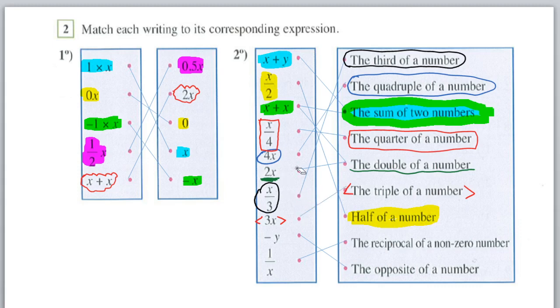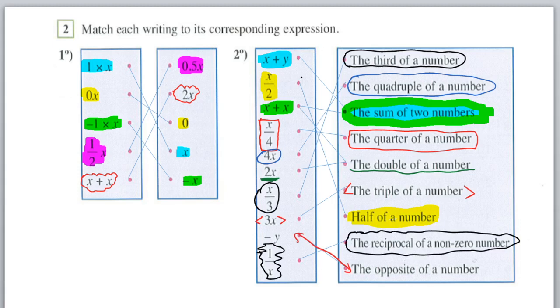There's a remark, I'll say it at the end here. Again, negative y is for the opposite of a number. The opposite of positive y is negative y. And finally, 1 over x is for the reciprocal of a number. Okay, 1 over x is called the reciprocal of a number.